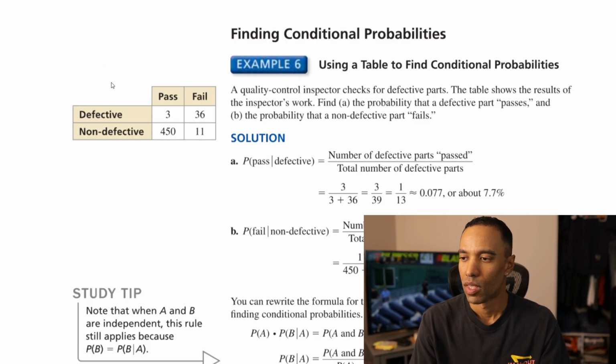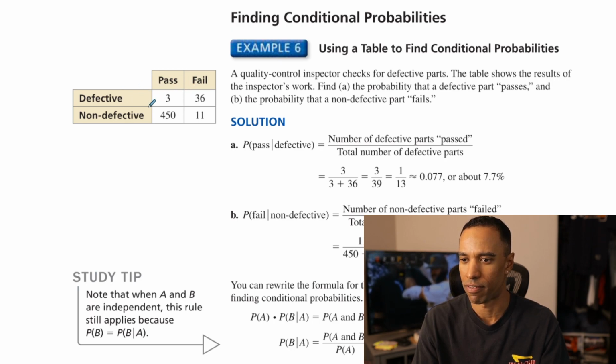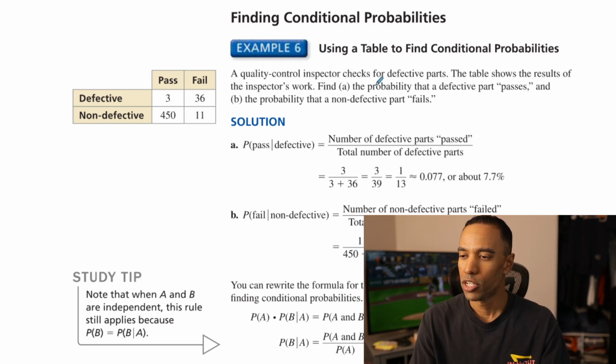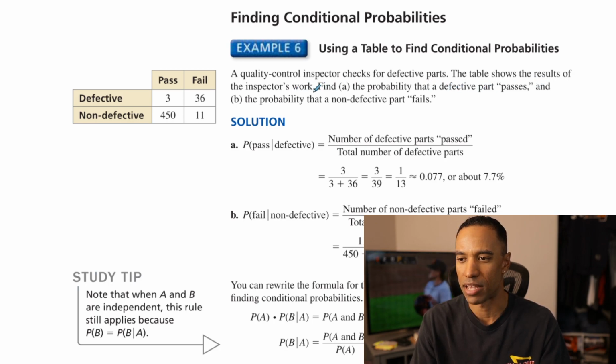Okay. Using a table, this is a long lecture bit. Using a table to find conditional probabilities. Here we go. We have a table of pass, fail, defective, non-defective. It's called a two-way table. A quality control inspector checks for defective parts. The table shows the results of the inspector's work. Find the probability a defective part passes and the probability a non-defective part fails.